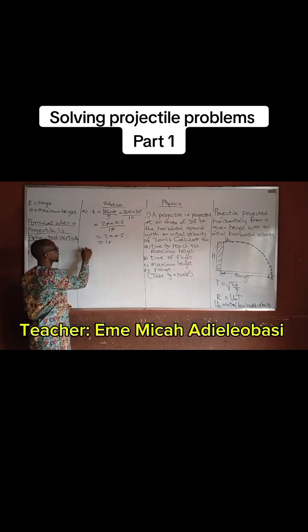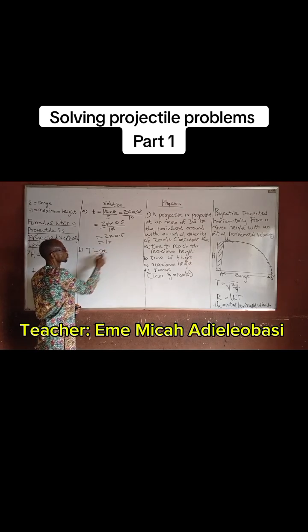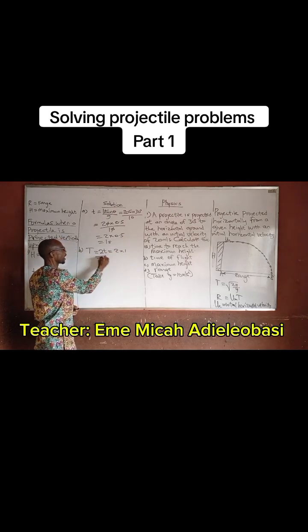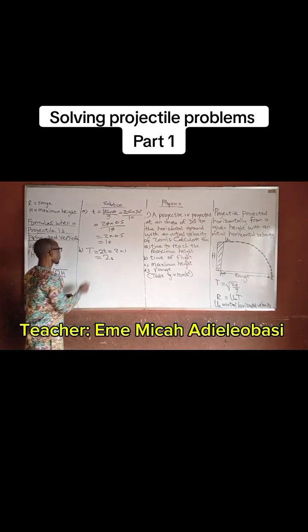What is the time of flight? Capital T. Time of flight is the same as 2 small t. And that gives us 2 times 1. So our answer is 2 seconds. Now let's go to our C.